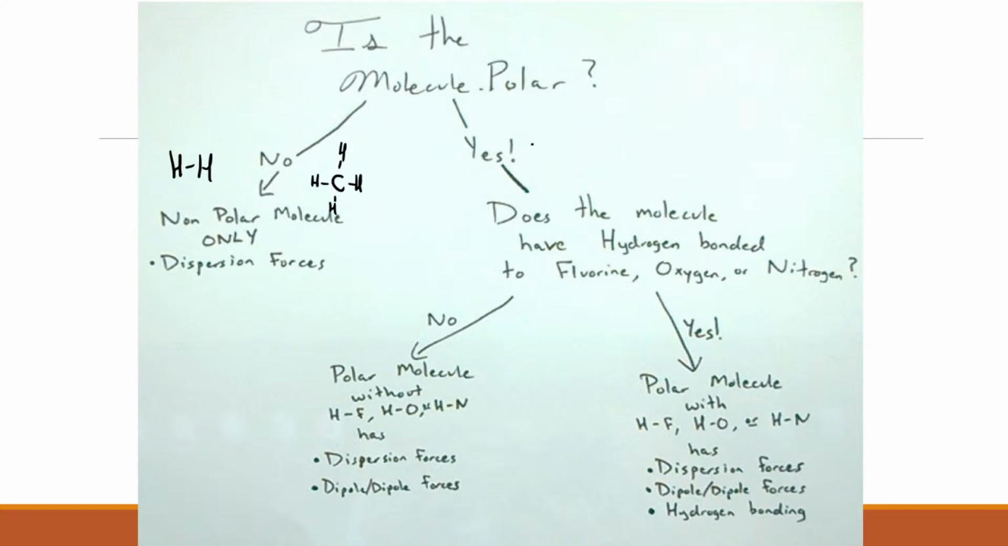If the molecule is polar, we can ask one more question to differentiate between dipole-dipole and hydrogen bonding. And that question is, does it have H connected to F, O, or N? If it does, a polar molecule with one of these bonds has all three types of intermolecular forces: dispersion forces, dipole-dipole forces, and hydrogen bonding. A polar molecule without one of these three bonds has only dispersion forces and dipole-dipole forces.